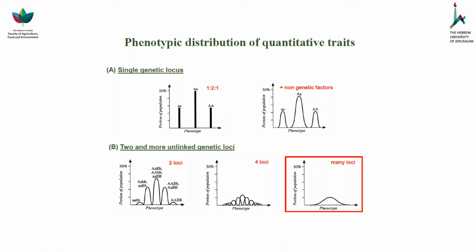But in contrast, the greater the number of genes and the environment that affect the phenotype, the more continuous the distribution, and the different genotype groups cannot be separated well.